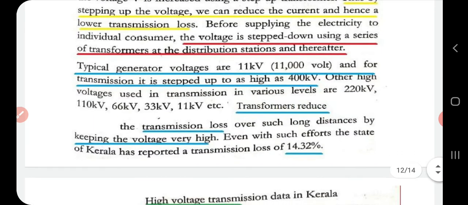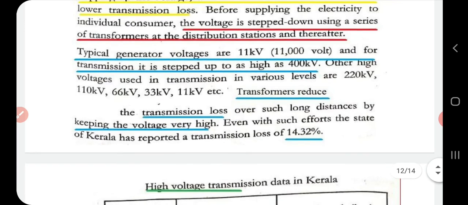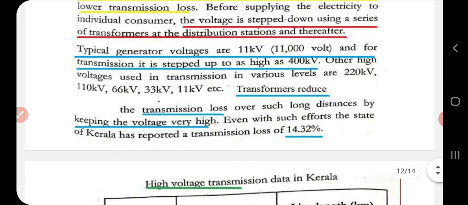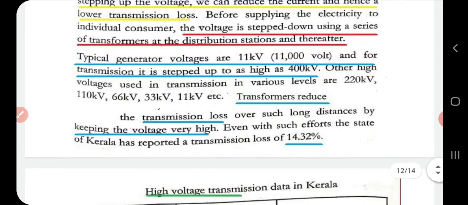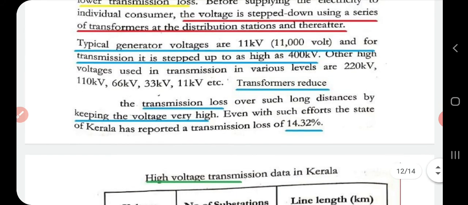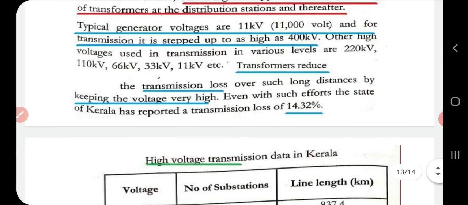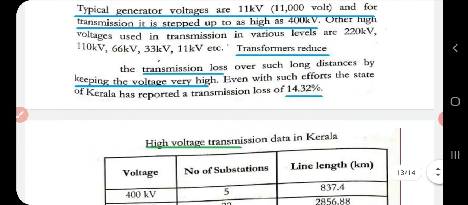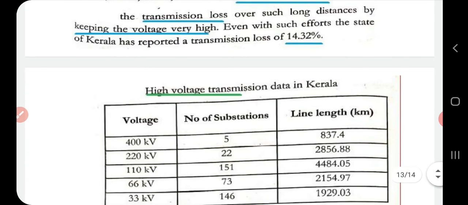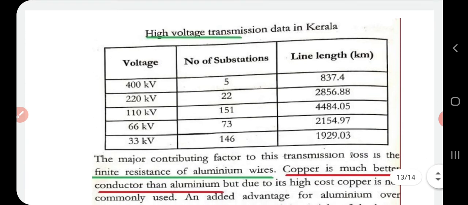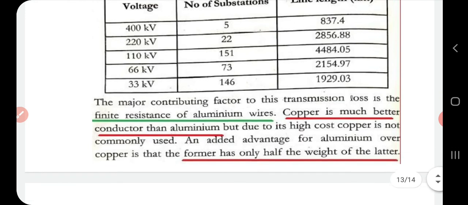Now, before supplying electricity to individual consumer, the voltage is stepped down using a series of transformers at the distribution stations and thereafter. Okay, the typical generator voltages are given here, and the use of transformers reduces the transmission loss over long distance by keeping the voltage high. This is the high voltage transmission data in Kerala. No need of by hearting, just go through it.